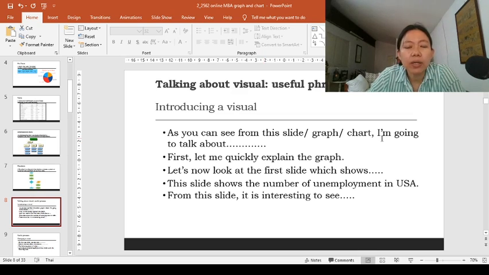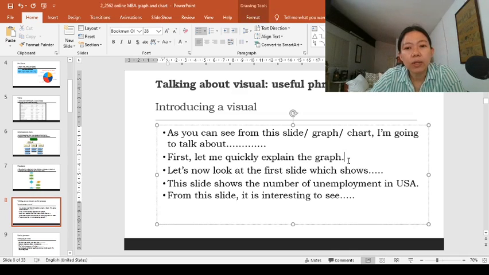And then, I'm going to talk about... this sentence will tell the audience what the slide or the graph or chart is about. So: as you can see from these slides, I'm going to talk about, or you can use: first, let me quickly explain the graph. Or: let's now look at the first slide, which shows. So these are the sentences that you can use when you introduce a visual.